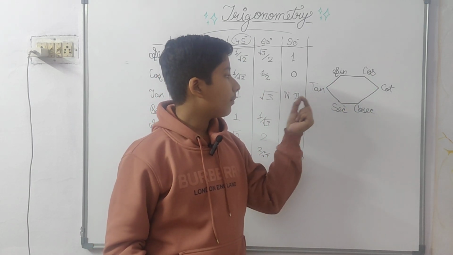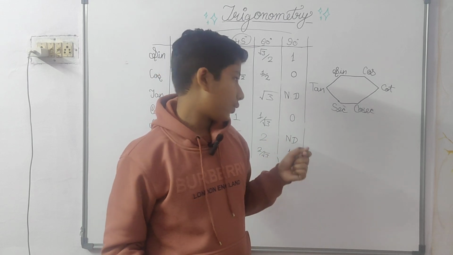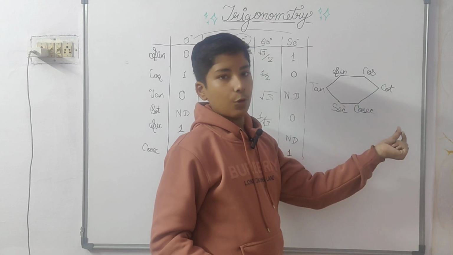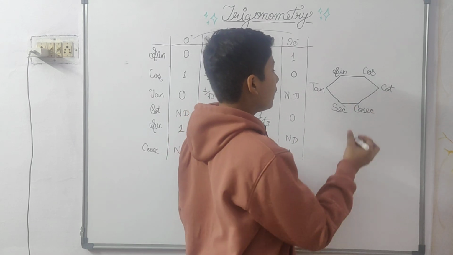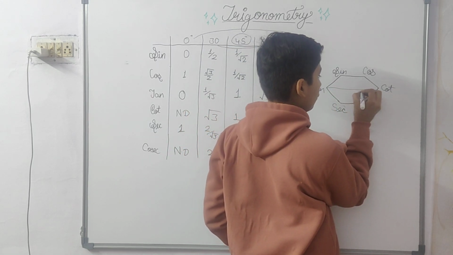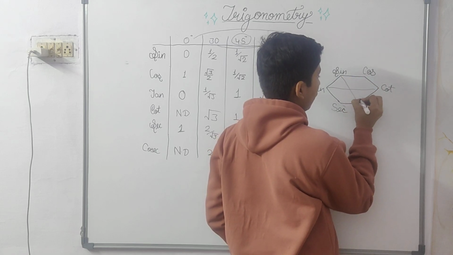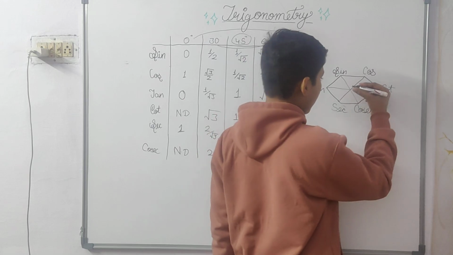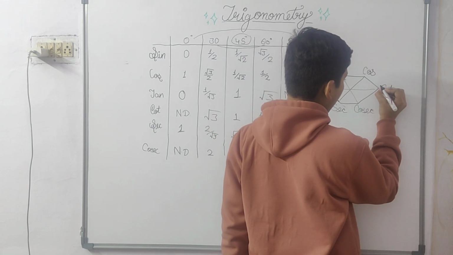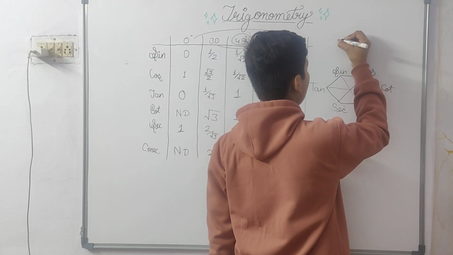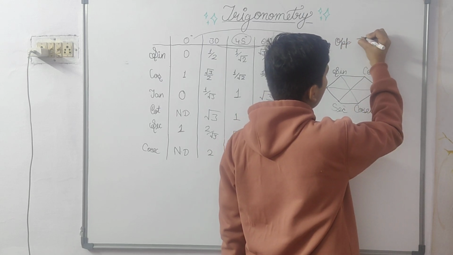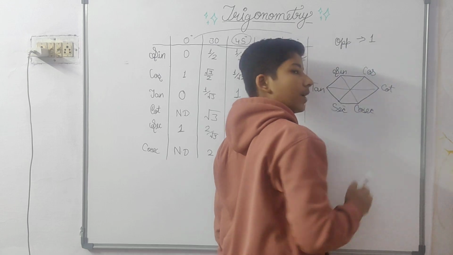See, there mostly comes the multiplication of two ratios. So how can you do them? Tan into cot is 1. If it is saying to multiply the opposite ones, okay, so the answer will be 1. Opposite ones, answer will be 1.